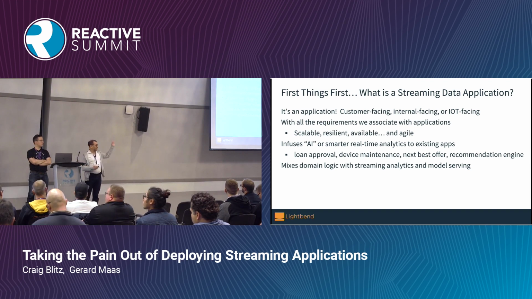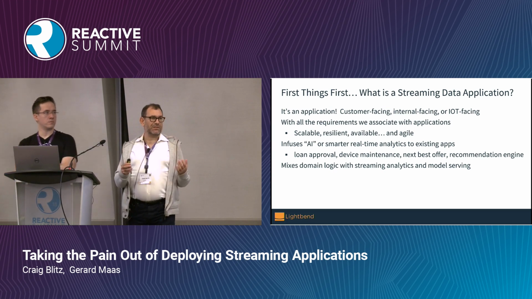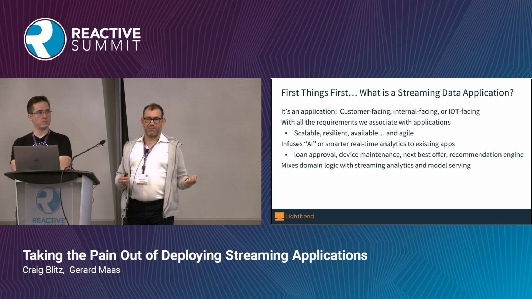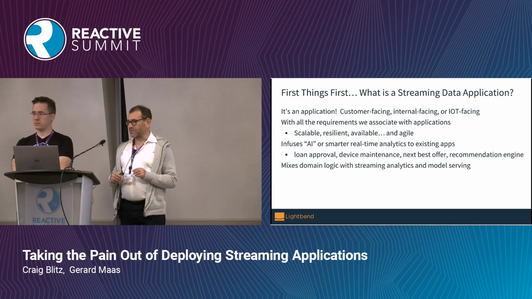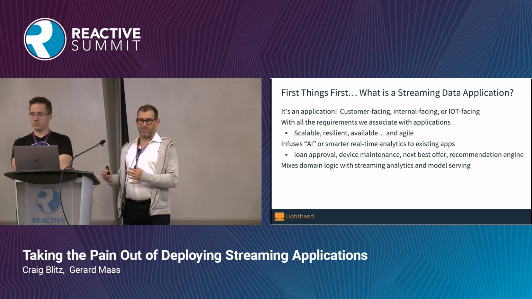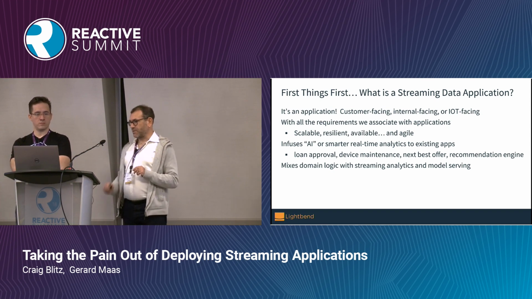I've listed some typical use cases on it, loan approval, IoT predicting device failure, very familiar use cases. And then importantly, because they're applications, you want to be able to mix your domain logic with streaming analytics, with model serving. But you need to be able to incorporate domain logic into your applications.